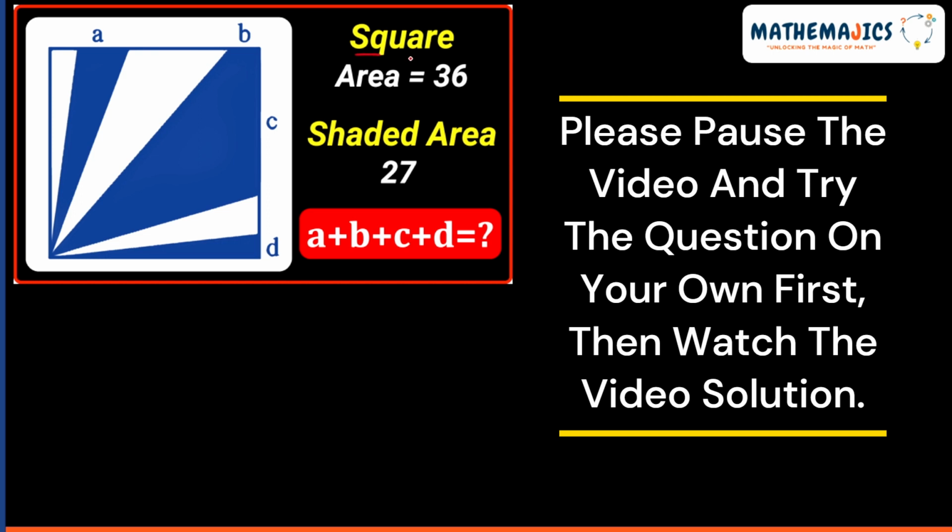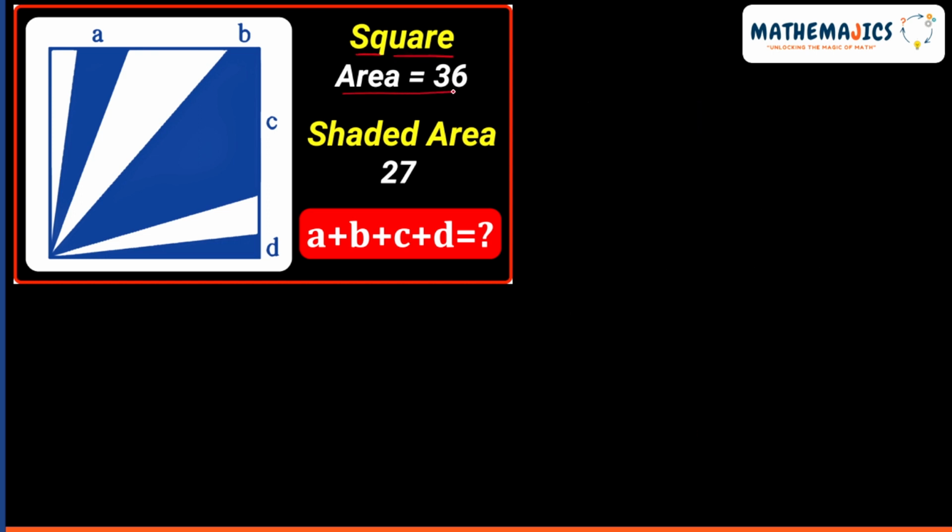In this question, we are given a square with area 36. So what is the area of a square? Area of a square is side times side, which is 36, correct? So if the area is 36, what will be the side of the square? The side will be 6. Each side of the square is 6. This is 6 and this is also 6. All the sides are 6.